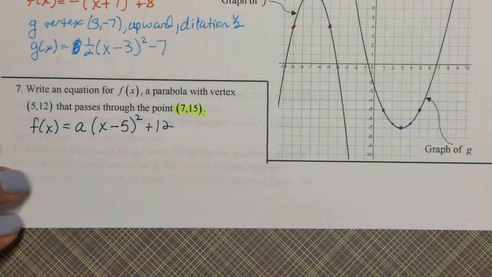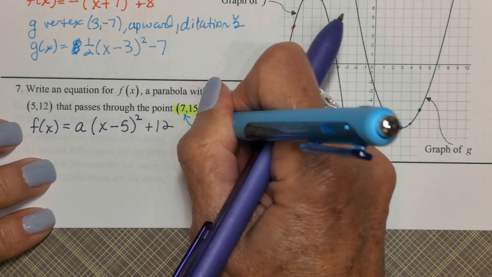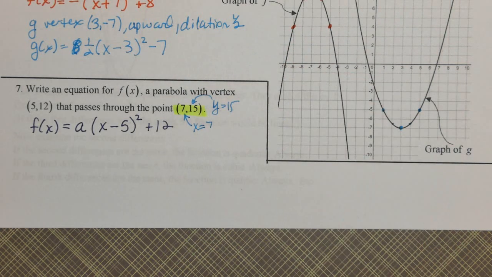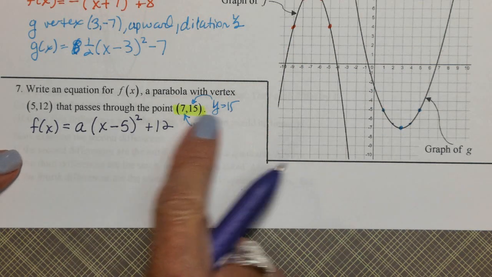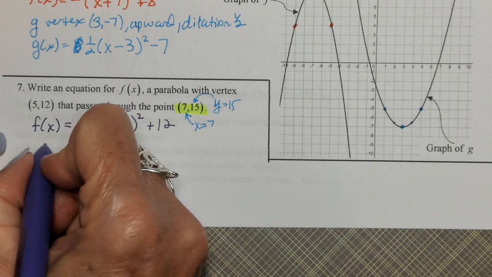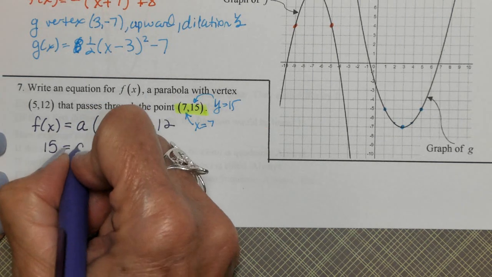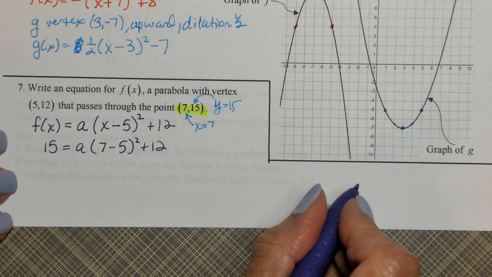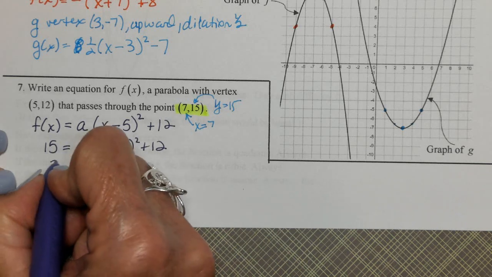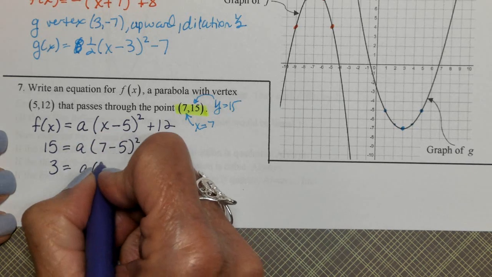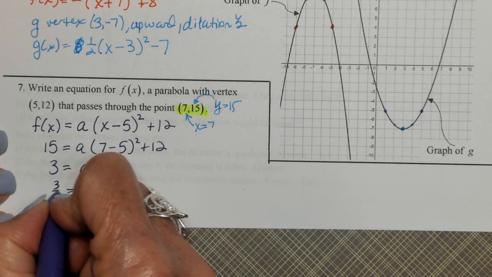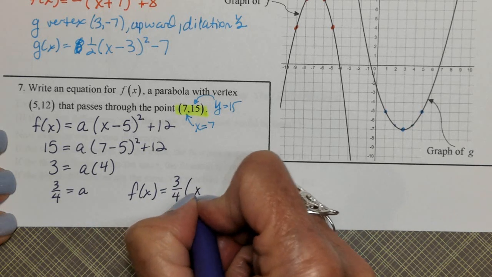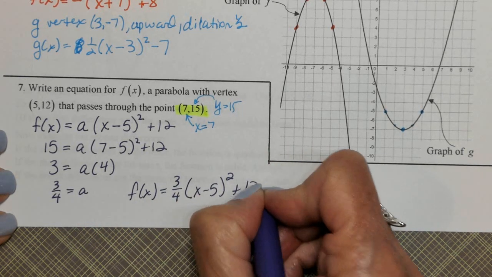So I can plug in 7 for x and 15 for y, and I can find out what a is here. Y is f of x, right? So I'm plugging in 15 for y and 7 for x. And that will allow me to find the value of a. Subtract 12 from each side. 2 squared is 4. A must be 3/4. So f of x must be 3/4 (x minus 5) squared plus 12.